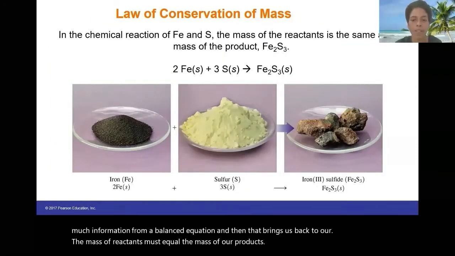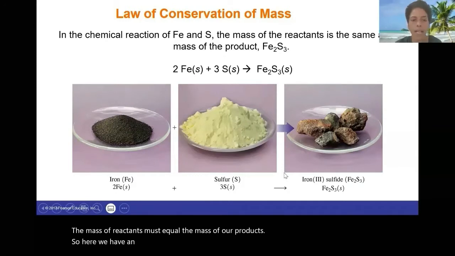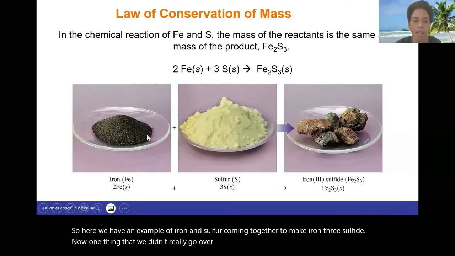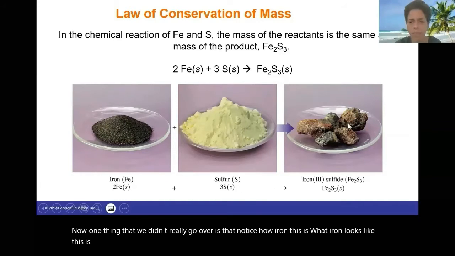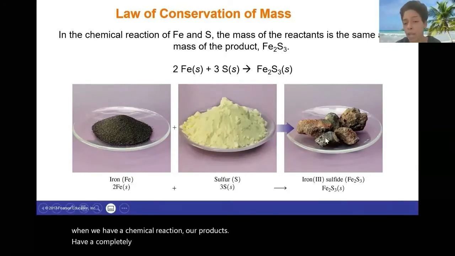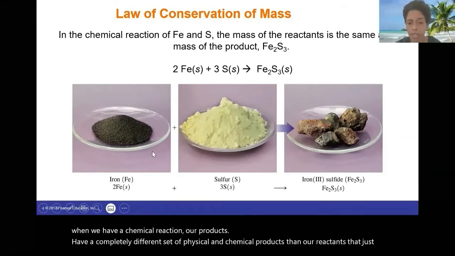So here we have an example of iron and sulfur coming together to make iron 3 sulfide. Now, one thing that we didn't really go over is that notice how iron, this is what iron looks like, this is what sulfur looks like, and we end up with something completely different, right? So when we have a chemical reaction, our products have a completely different set of physical and chemical properties than our reactants. I just want to reiterate that again.